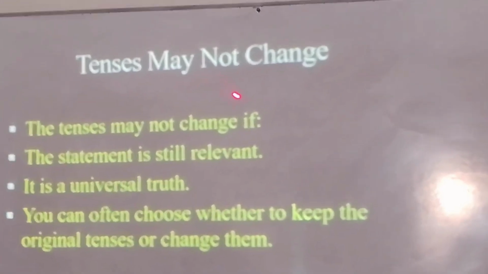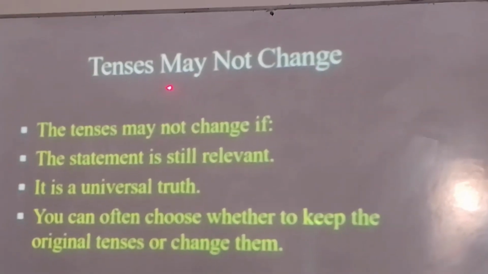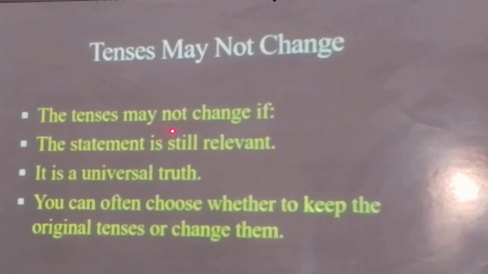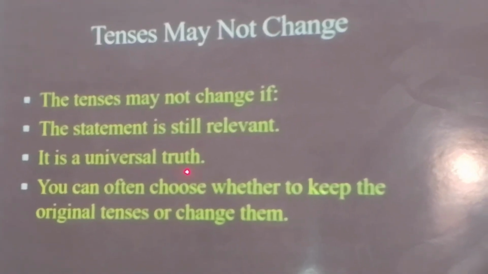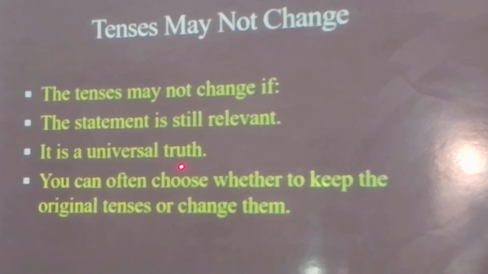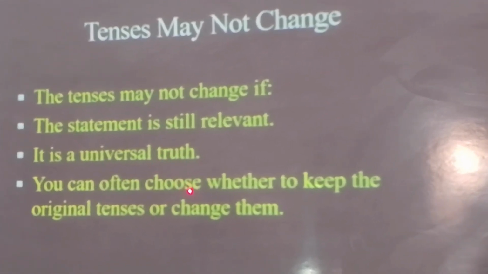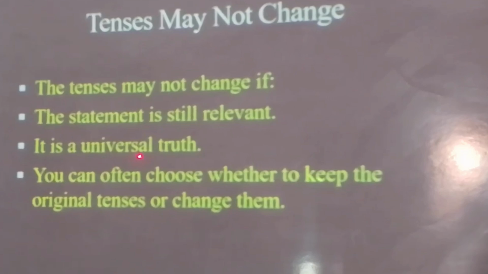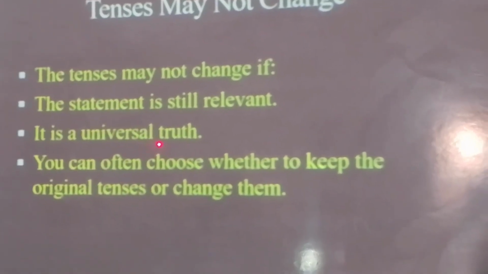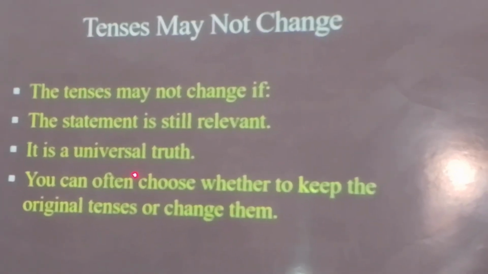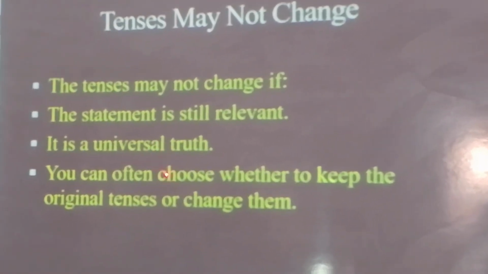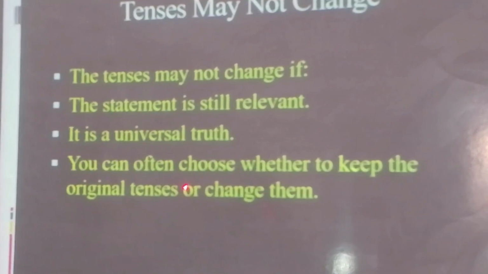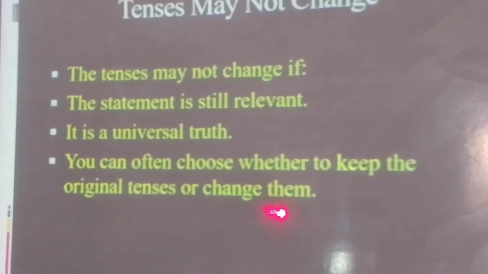Tenses may not change if the statement is still relevant. It is a universal truth. So there is an option. If there is a universal truth in inverted commas, what do we need to do? We may change it or we may not change it. It is often optional. You can often choose whether to keep the original tenses or change them. Clear?